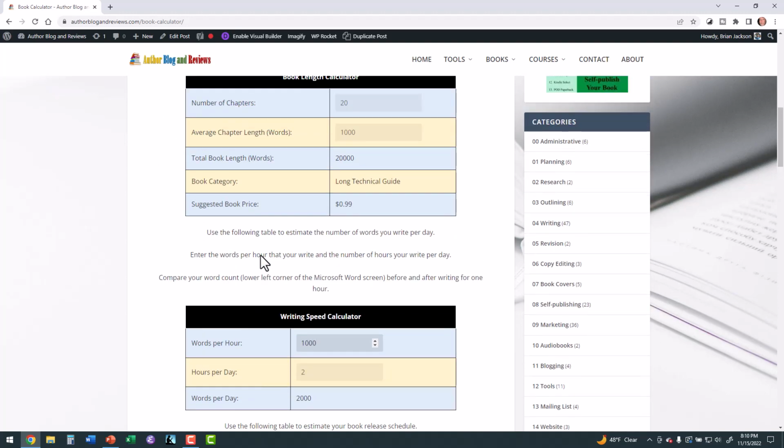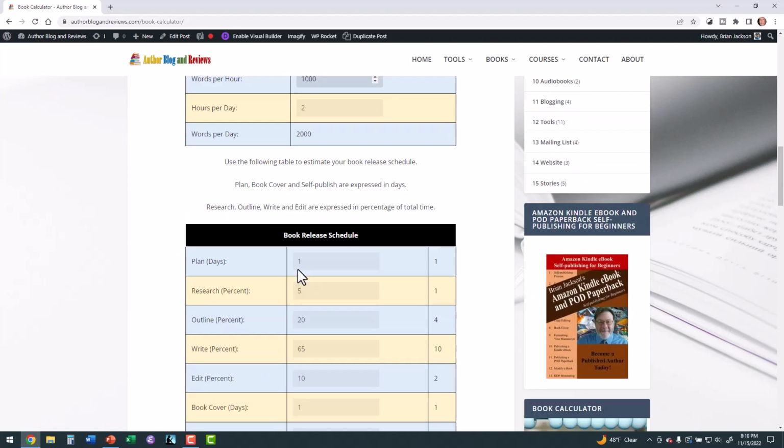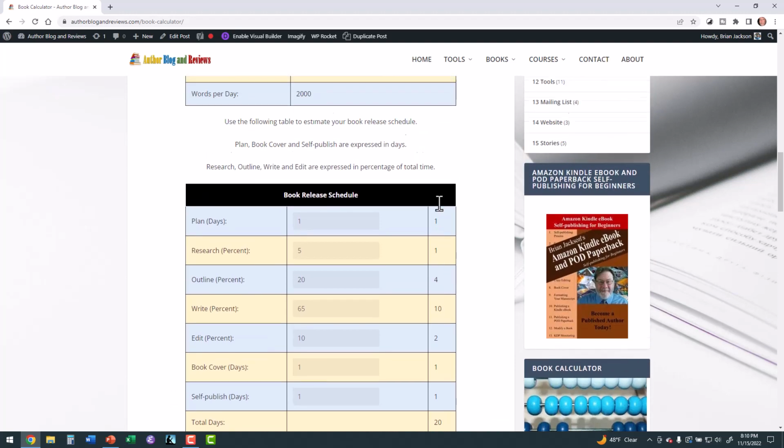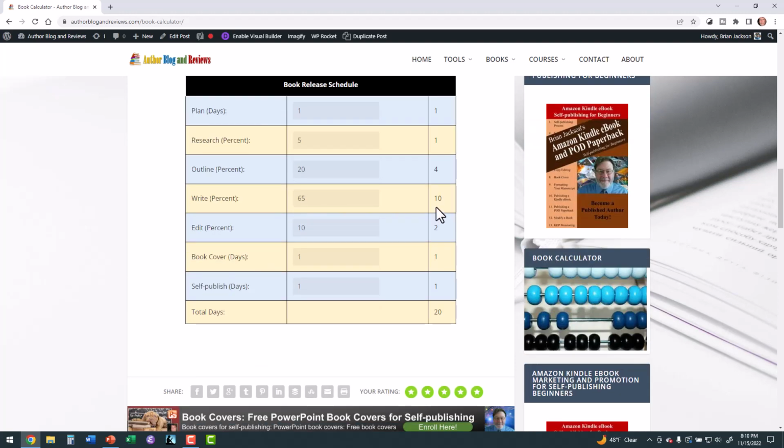So we have a 20,000 word book now, and we're writing 2,000 words per day. That means to write our book, notice this row here, it's going to take us 10 days. Right? 2,000 words a day for 10 days. Now what this table does is it says, well, outlining is going to take 20% of the time. Research is going to take 5% of the time. Writing is going to take 65% of the time, and editing is going to take 10% of the time. Now, if you add that all up, you come out to 100%.